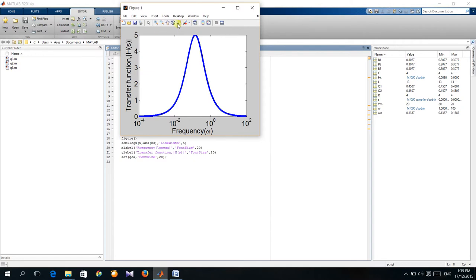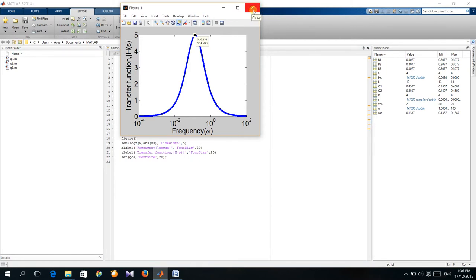Now we click here, then we click at the peak there, right? So we compare the X value, that is 0.131, with omega naught, 0.1387. It's really near, so that is correct, approximately.